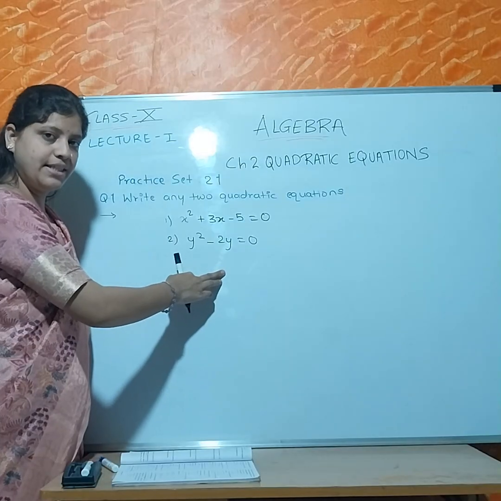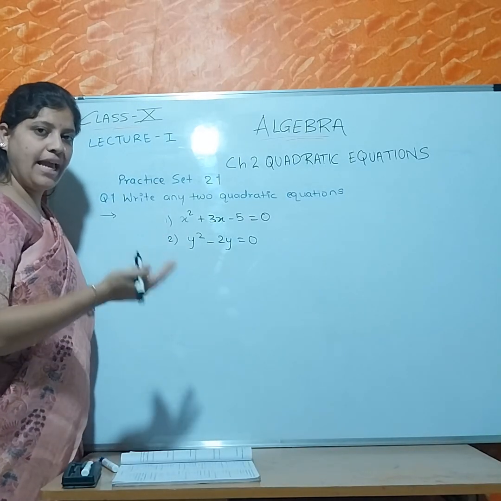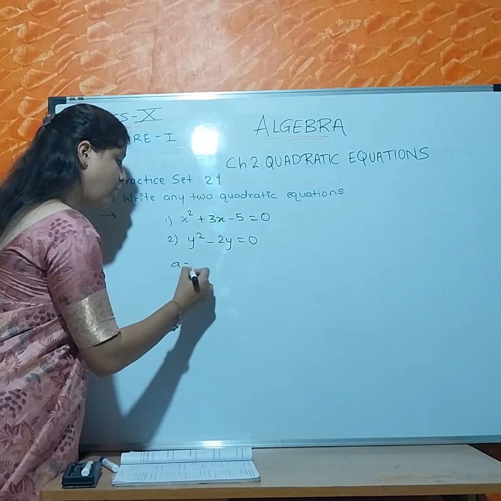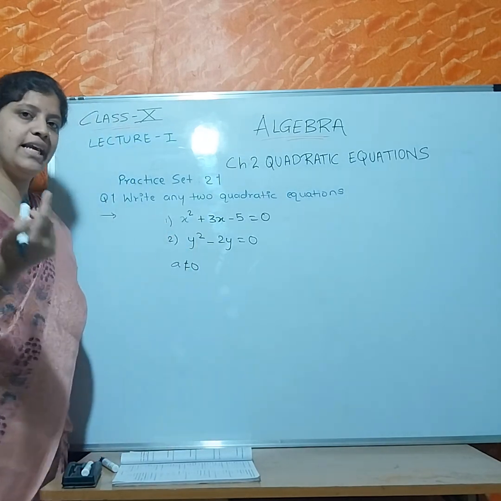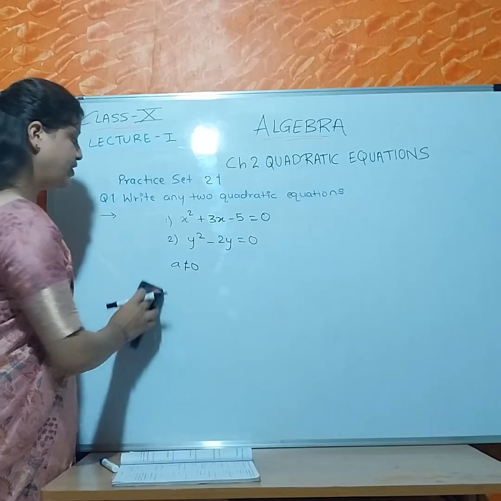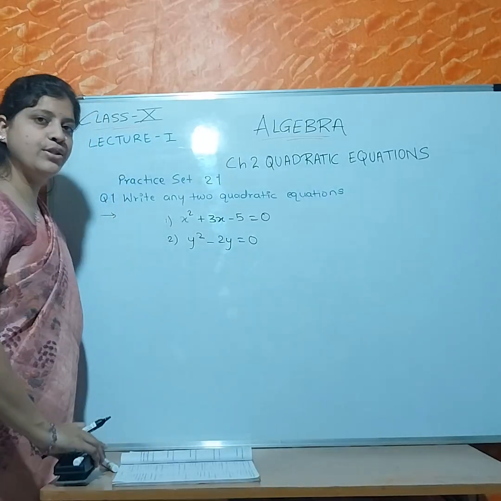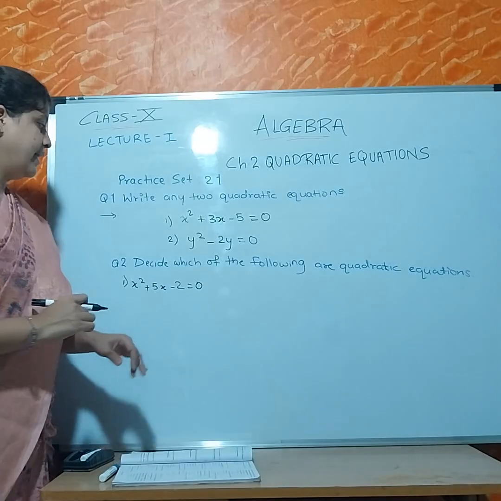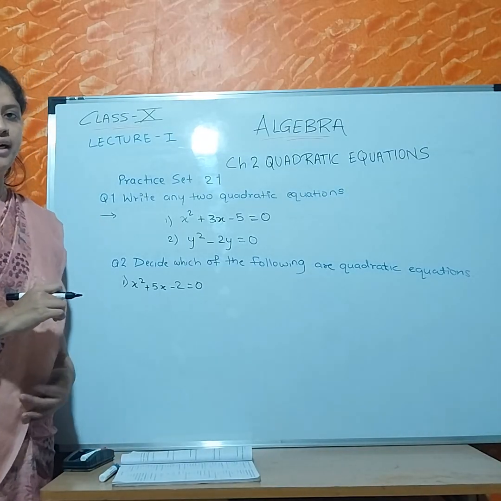C is nothing but 0. C can be 0 because a, b, c are real numbers. But the condition is that a should not equal to 0. B or c can be 0. So our equation can be y square minus 2y is equal to 0. Okay. Now question number 2 is, decide which of the following are quadratic equation.